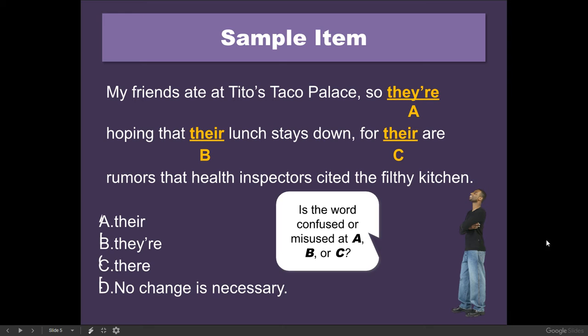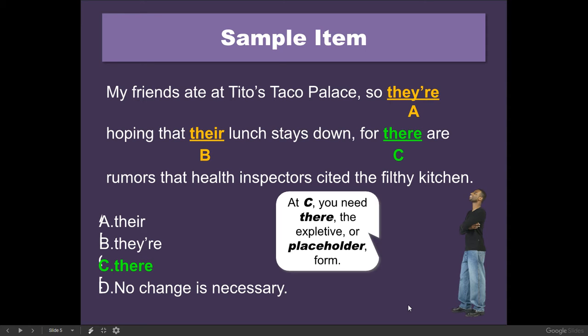So when we take the STAR test next Tuesday, the revising and editing, it'll give you a few sentences in a passage and it'll ask you to make a change. My friends ate at Tito's Taco Palace, so they're hoping that their lunch stays down, for there are rumors that health inspectors cited the filthy kitchen. So which is the correct there? Should we change THEY'RE to THEIR? Should we change THEIR to THEY'RE, or C, change it to THERE?